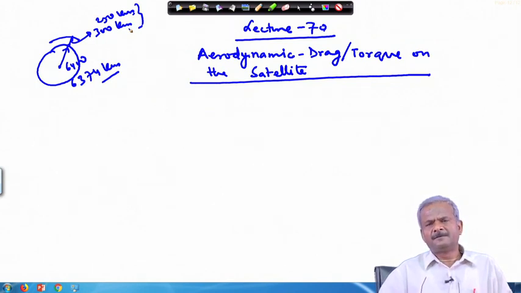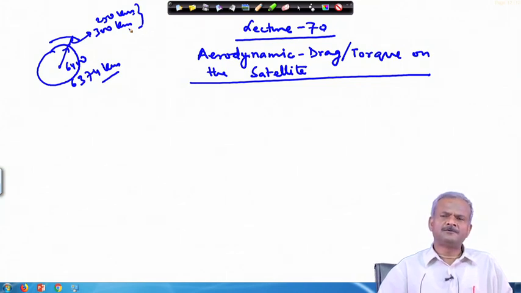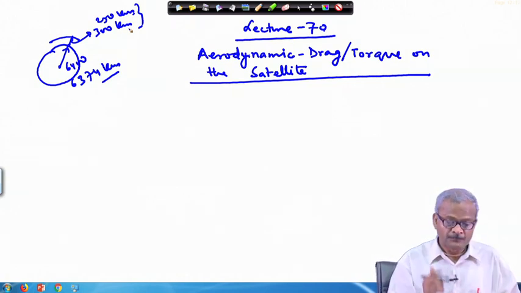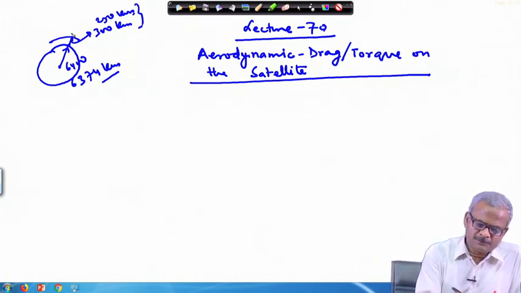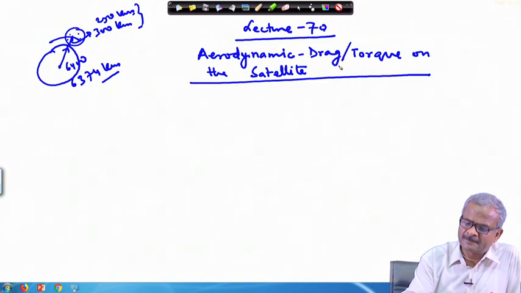drag is considerable. Okay, so if you leave the satellite in that position, slowly its orbit will decay, and the satellite will enter completely into the earth atmosphere, and it will burn out, or if the whole thing does not burn out, it will hit the earth. So, this molecular impact on the satellite generates drag.